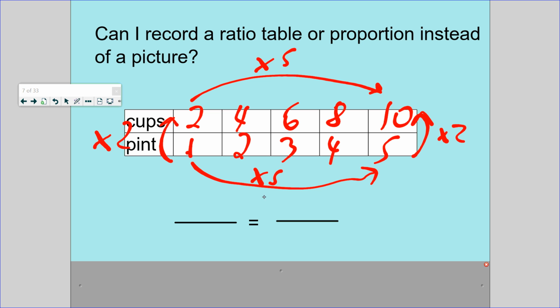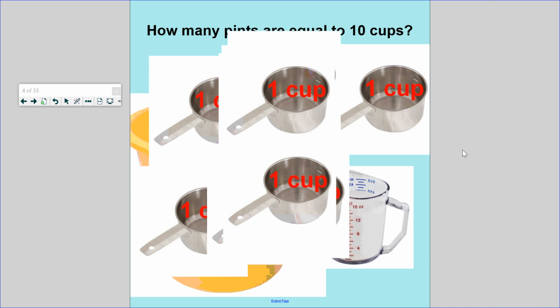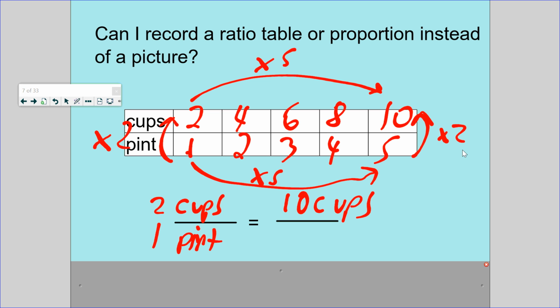So how would you write it as a proportion? 2 cups is 1 pint. If you have 10 cups, the question was how many pints are equal to 10 cups? What is the relationship from 2 cups to 10 cups? Times 5. The scale factor is times 5. That's where you get 5 pints.